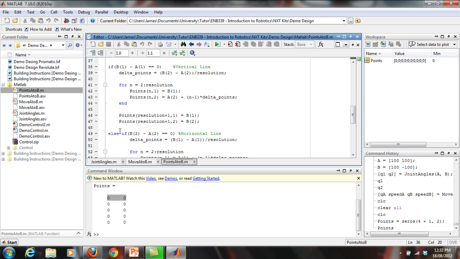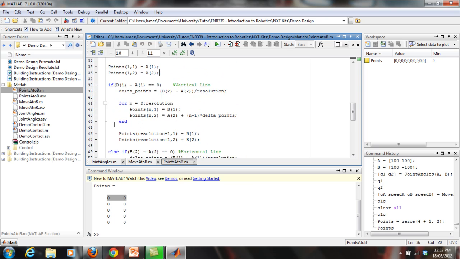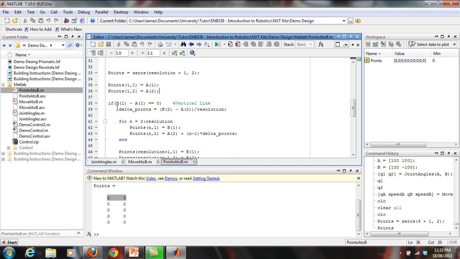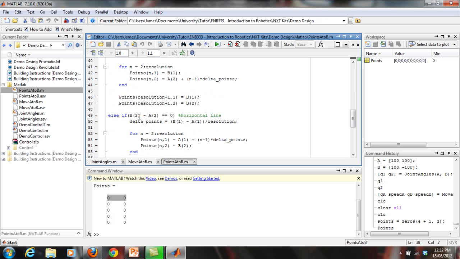I do a few if statements here. The reason for that is, if the first element of B, the x coordinate of B, minus the x coordinate of A, if you subtract those and they're equal to 0, that means you've got a vertical line. And so I then do a similar thing.